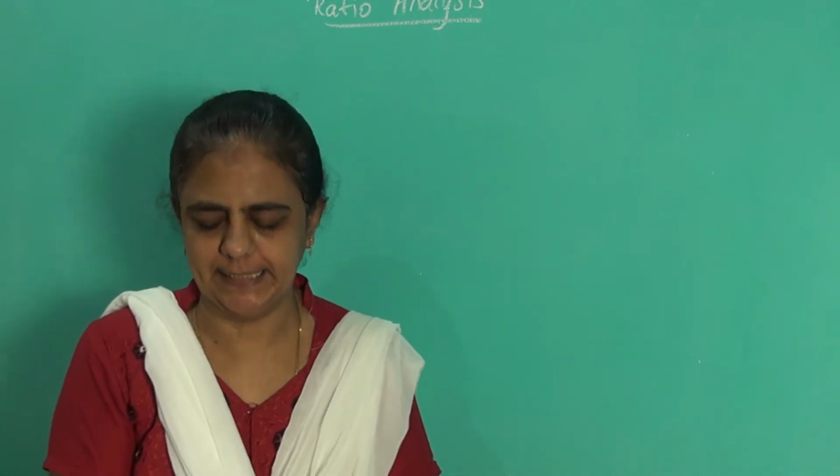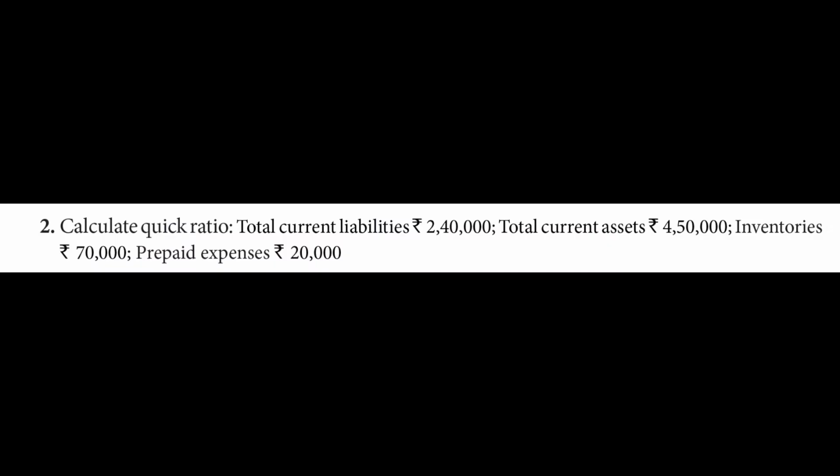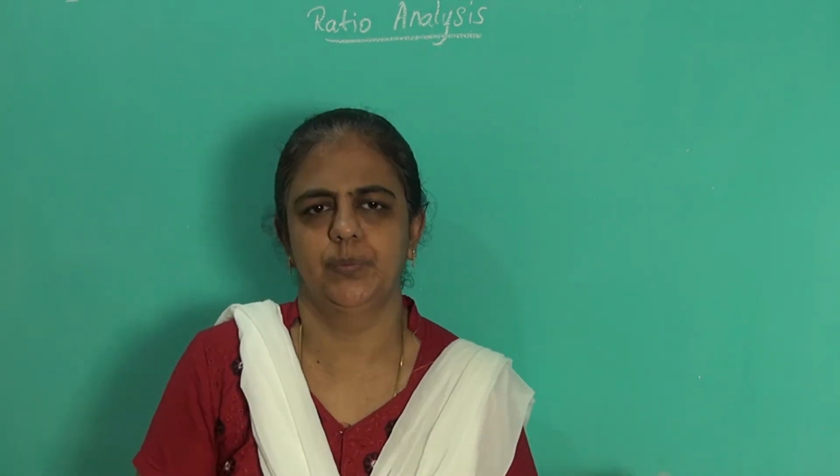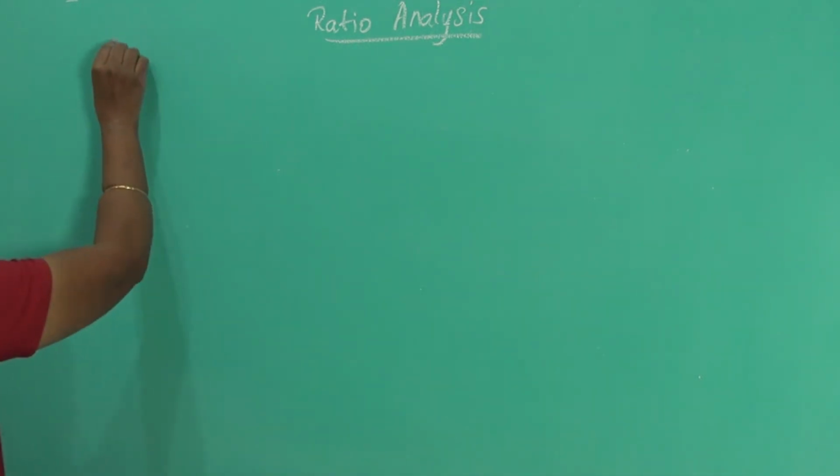Question number 2, page number 320. Calculate quick ratio. Total current liabilities rupees 2,40,000, total current assets rupees 4,50,000, inventories rupees 70,000, prepaid expenses rupees 20,000. In this question you are asked to calculate quick ratio. Okay. So question number 2.